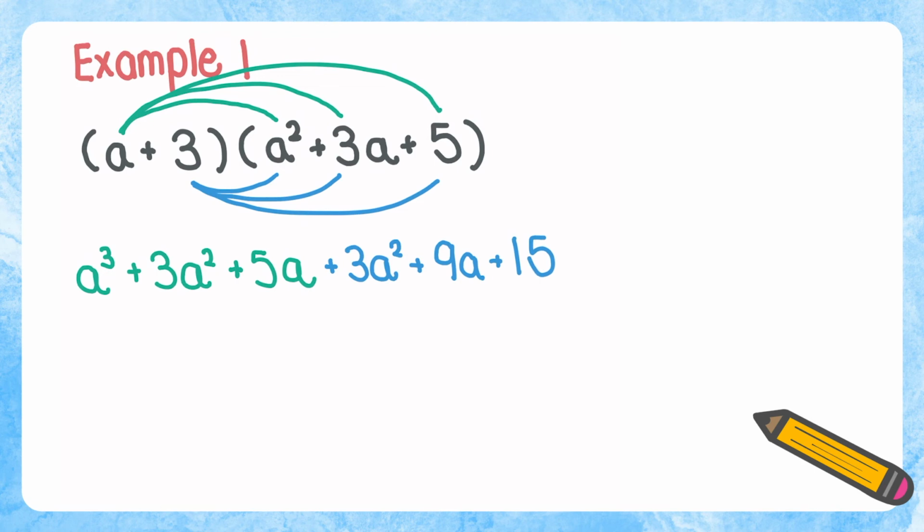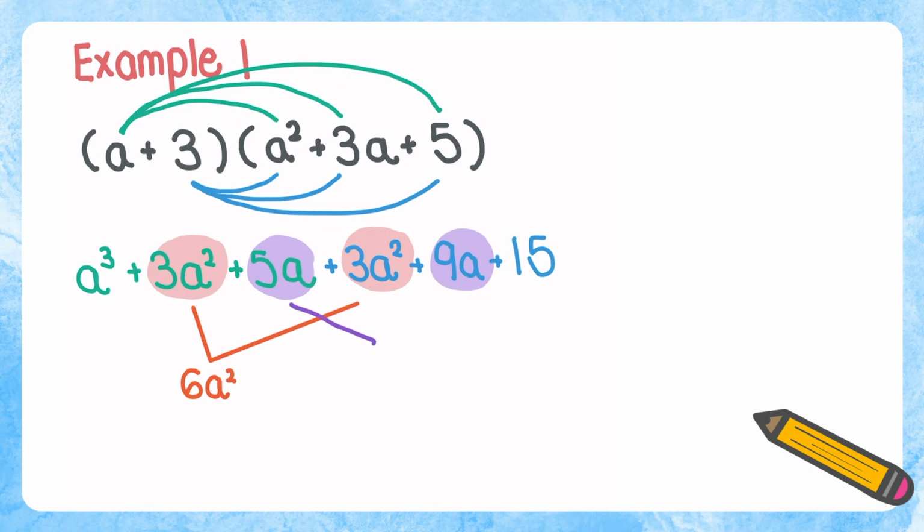So next, let's see if there are any like terms. Yes, there are. So the 3a squared and this 3a squared over here, those are both quadratics. And then the 5a and the 9a over here, these are both linear. So let's combine first the 3a squared plus 3a squared. That's going to be 6a squared. And then the 5a plus 9a, that's going to be a positive 14a.